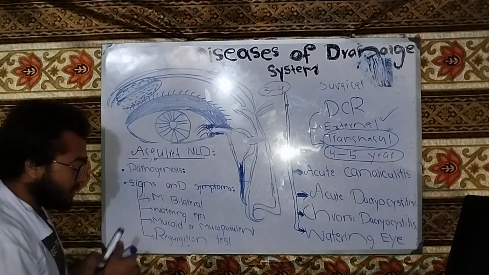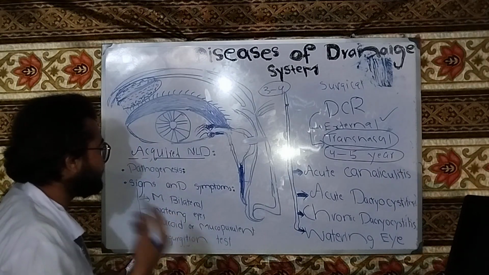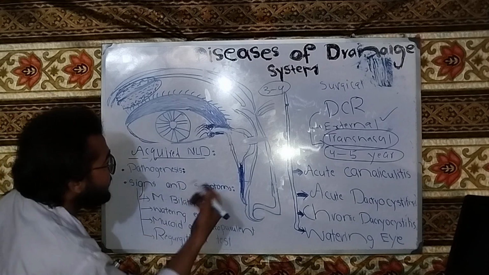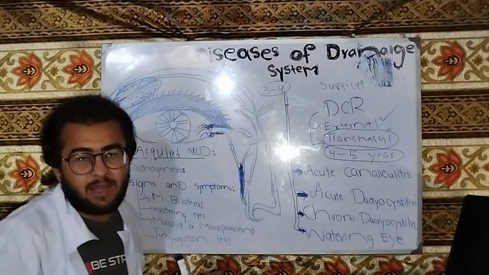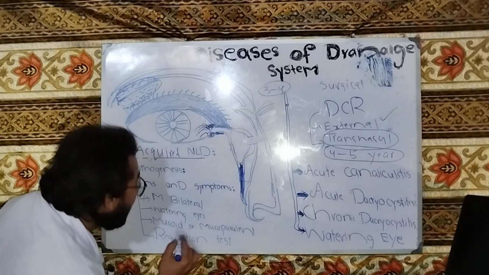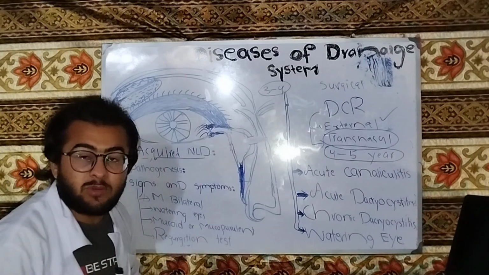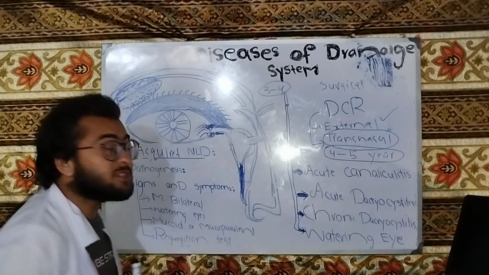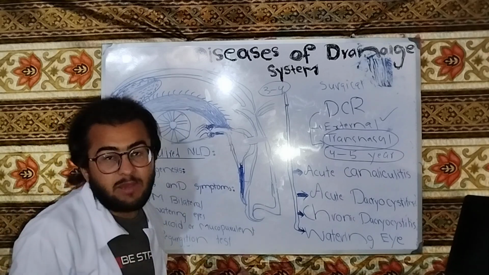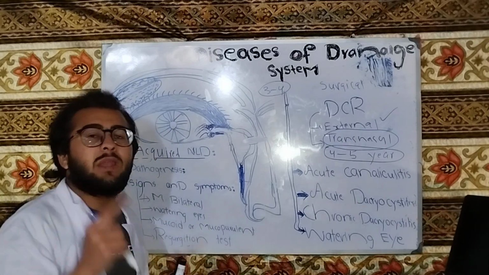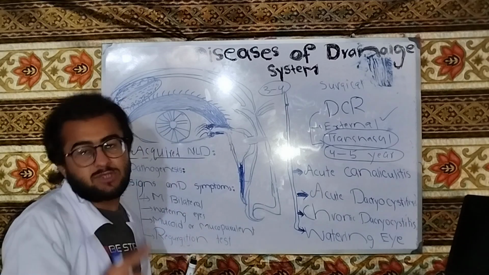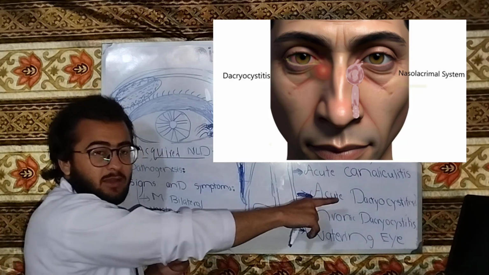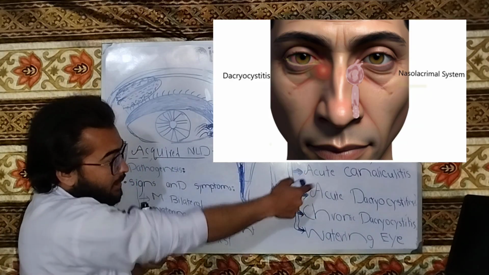In signs and symptoms, it is about similar to congenital NLD. It can be bilateral. There will be watering eyes, and there will be mucopurulent or purulent discharge. Regurgitation test may be positive, and there will be recurrent attacks of conjunctivitis and dacryocystitis, as will be discussed in the upcoming lecture. Okay.